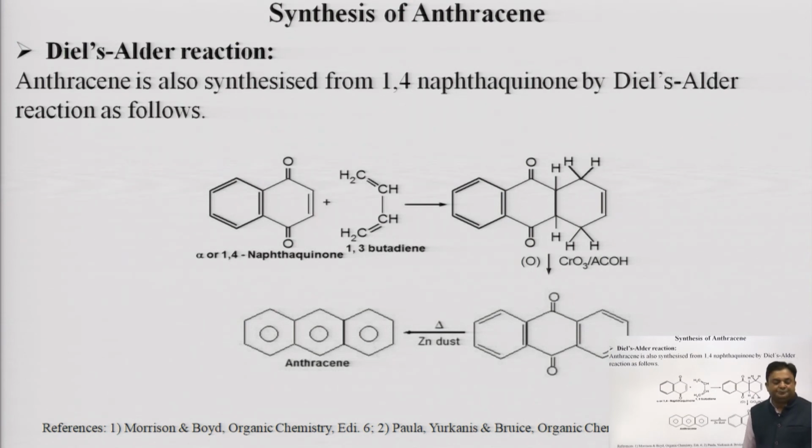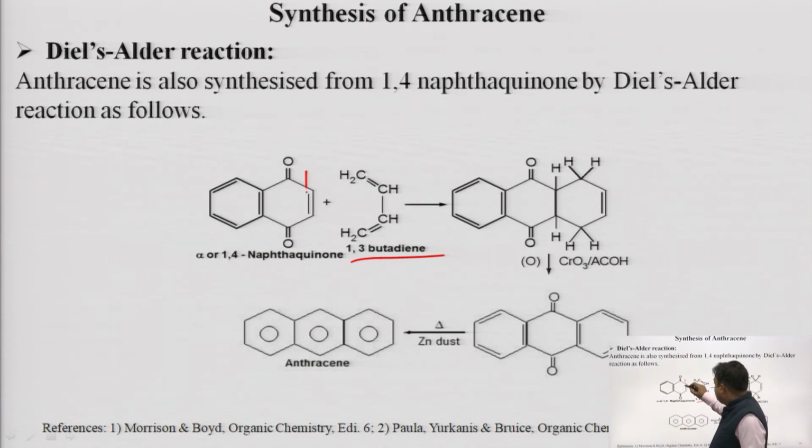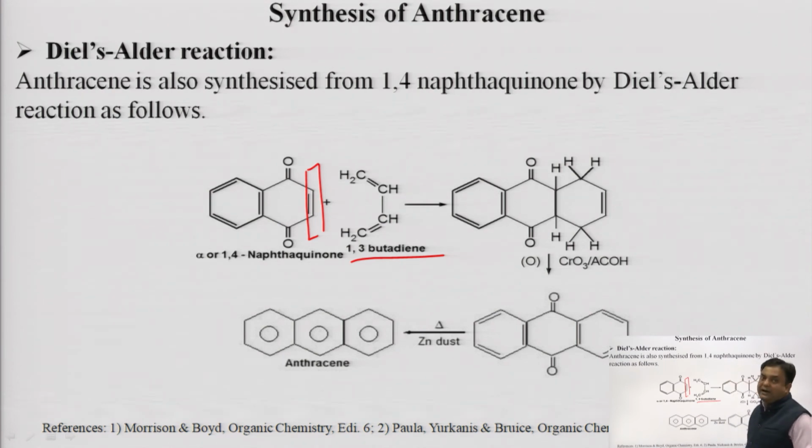So again, anthracene can also be prepared with the help of the Diels-Alder reaction. When we are talking about the Diels-Alder reaction, we know that we need 1 dienophile and 1 diene. That means we need a diene and a dienophile that loves the diene. So for the Diels-Alder reaction, you can see there is 1,3-butadiene, so we are having 1 diene, and we are using this portion of 1,4-naphthoquinone as a dienophile.